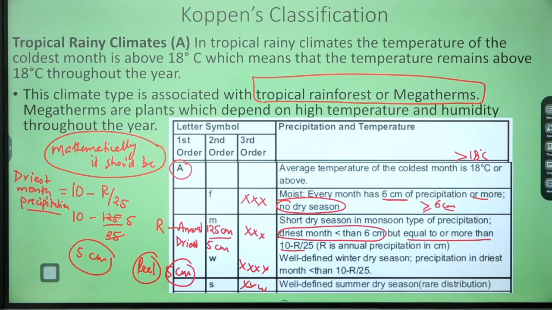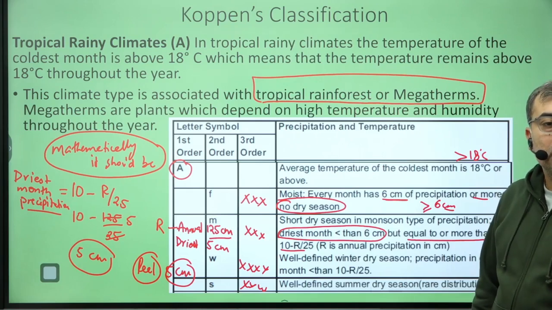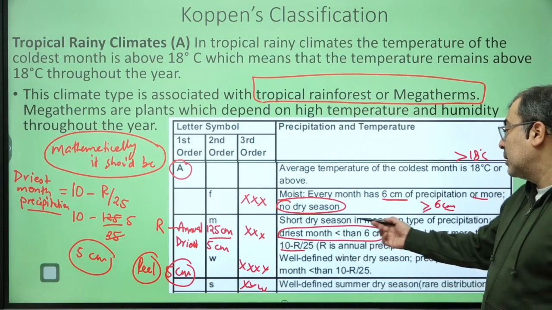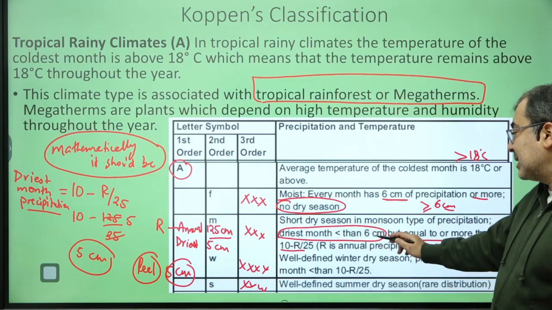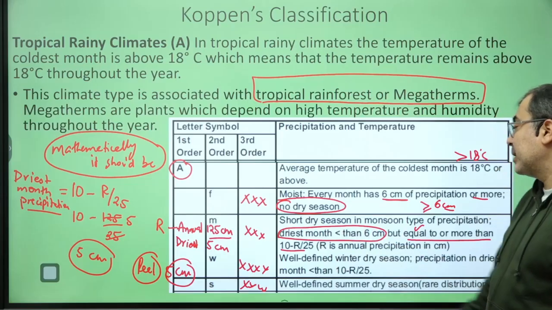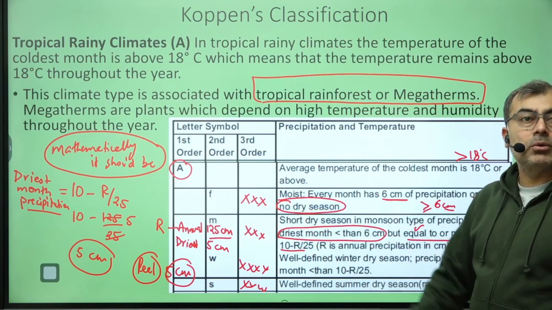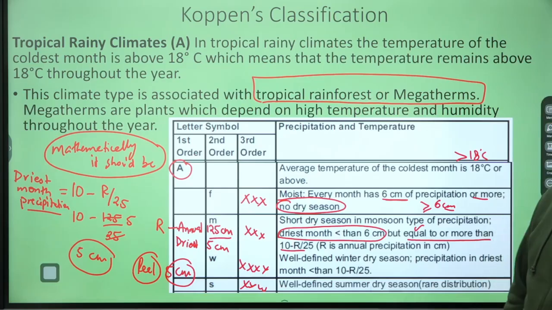What will I call it? A to hai. What will be the code? Please read this. If the driest month precipitation is less than 6 but equal to or more than 10 minus r by 25. So is it equal to or not? So what will I put it as?